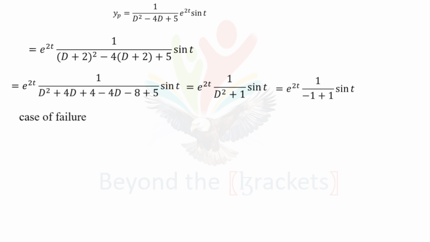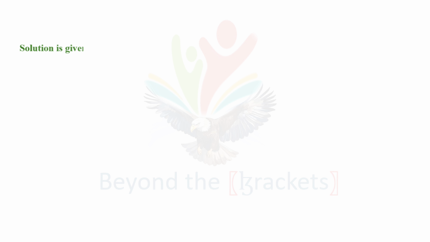Multiply the numerator by t and differentiate the denominator with respect to D. So t in the numerator, and in the denominator, differentiation of D square will be 2D and differentiation of 1 will be 0. Since D is d by dx, 1 by D will be integration. So integration of sin t will be minus cos t. Solution is given by y is equal to yc plus yp. Substitute the values, you get the solution in terms of t.